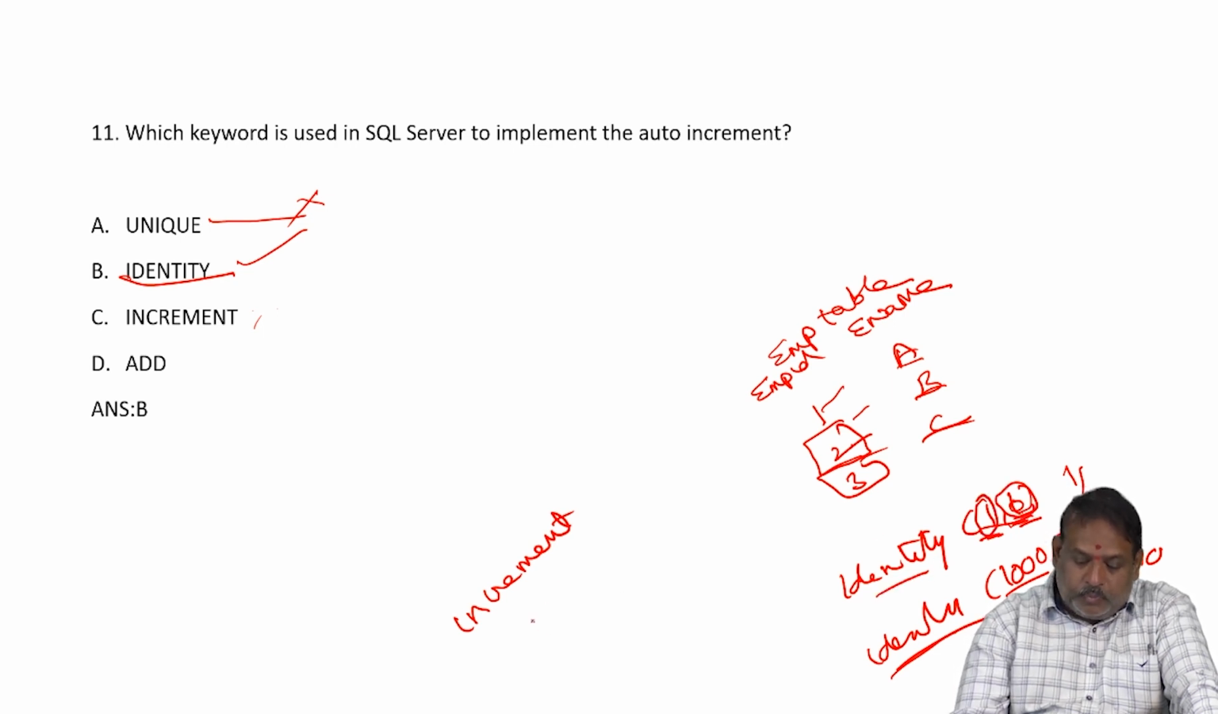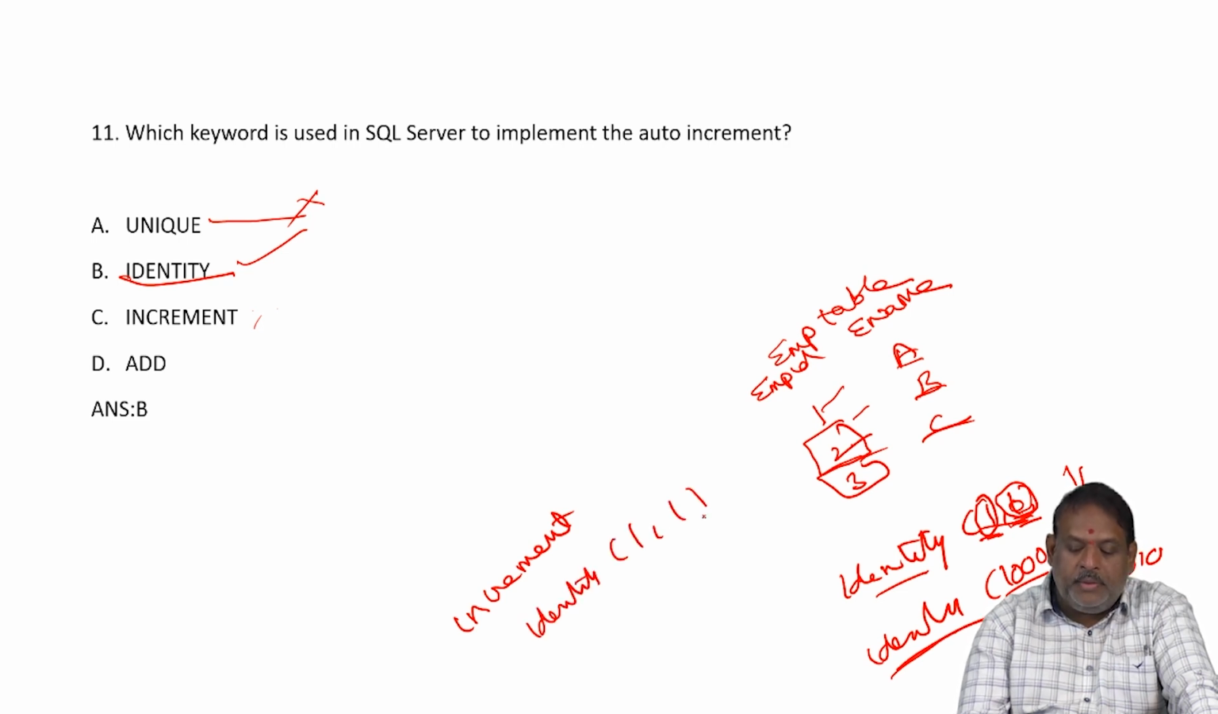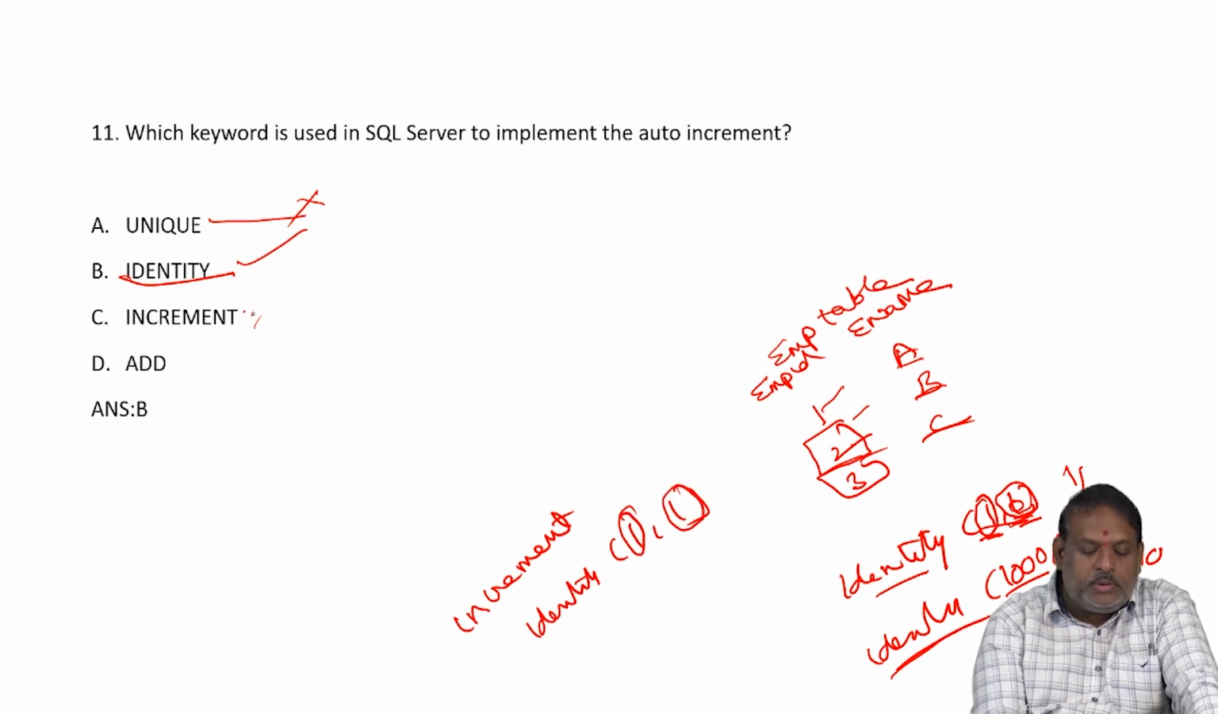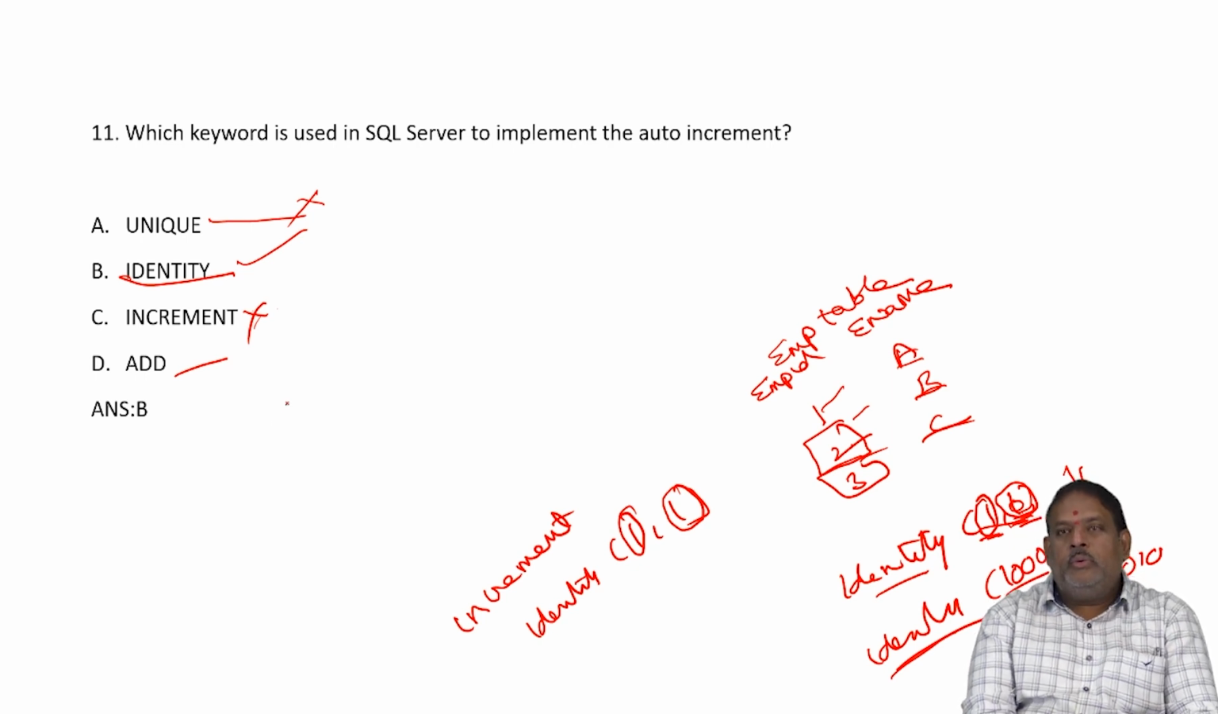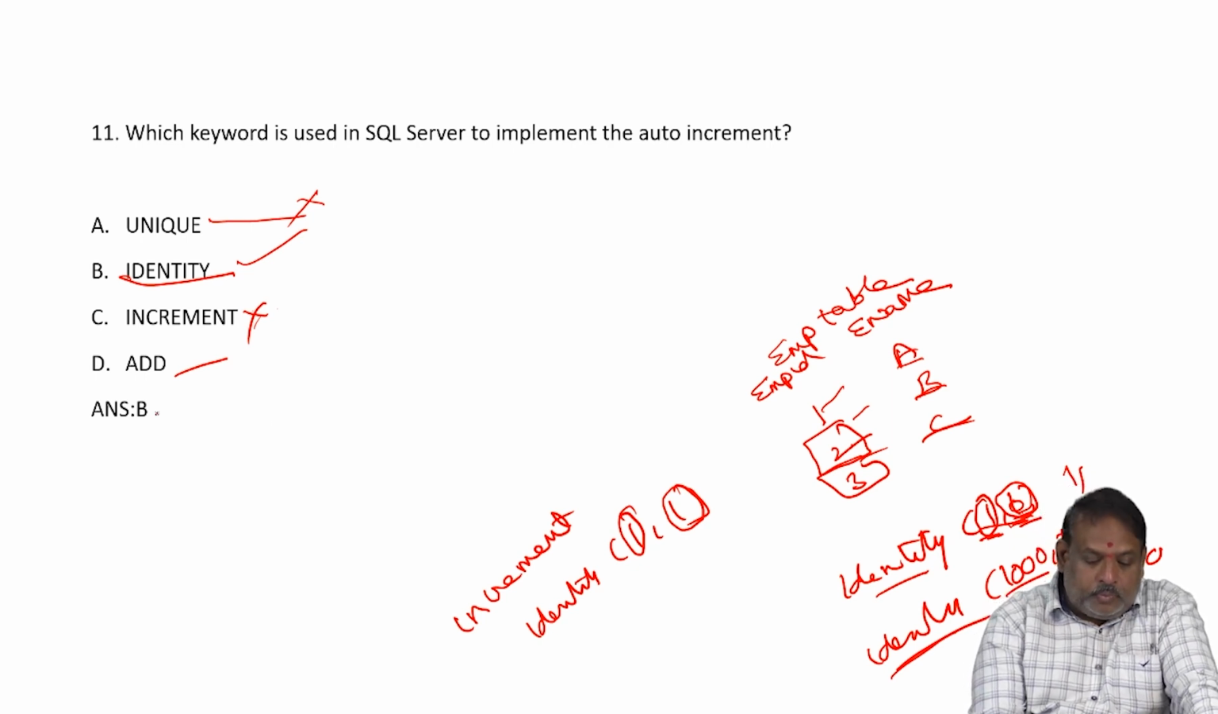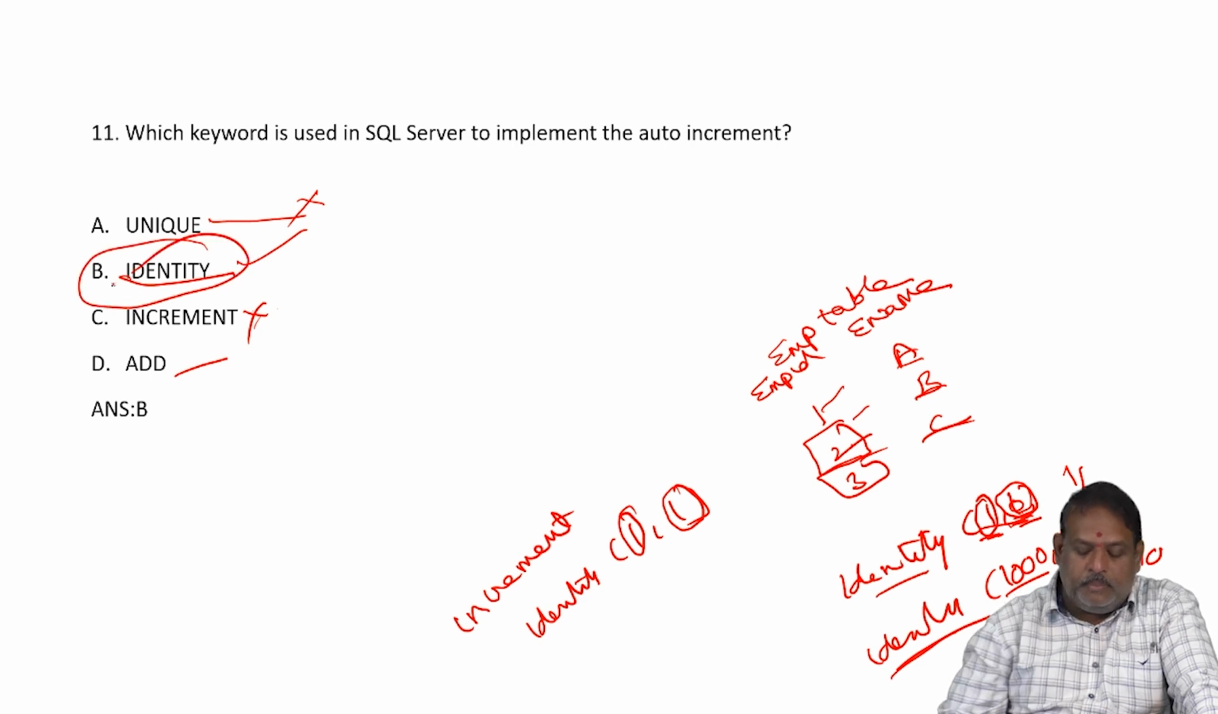Identity (1, 1). This is the base value. This is the incremented value. This is also wrong: add. There is a thing called add to include auto increment. The option is B.